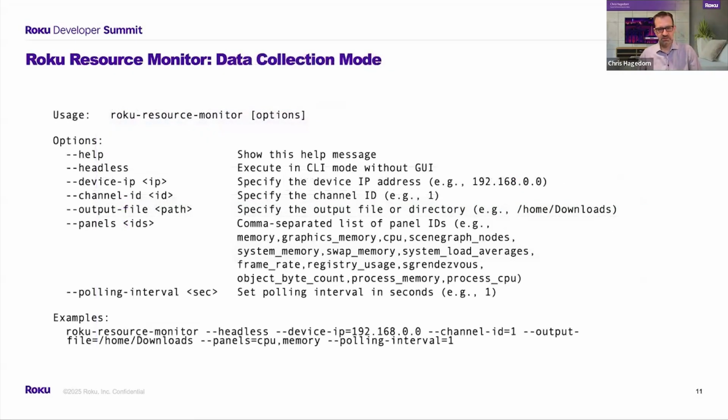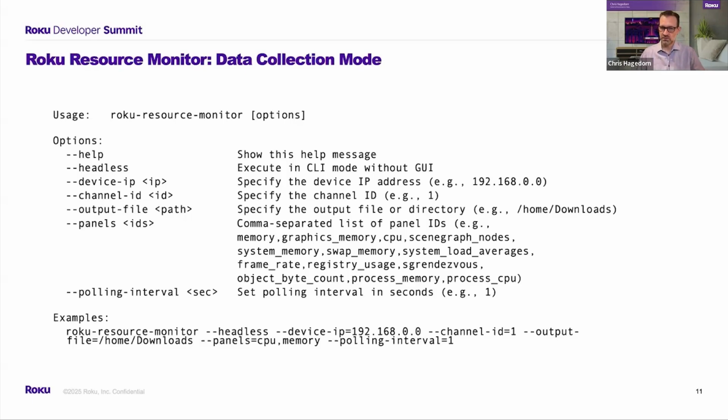And lastly, this is the command line help for data collection mode. This is the headless command line interface that I talked about. So you can give it some basic information about the device that you want to test and the channel you want to test. You can give it the IP address and the channel ID. And in addition to that, you can give it a few other parameters to configure how it's working. You can tell it where you want it to put the output file when it's done. You can tell it exactly which panels to enable. And again, just like the new panel config, this gives you a way to control which panels it's actually going out and fetching data for.